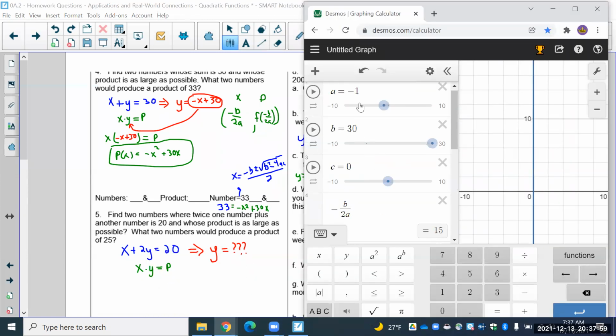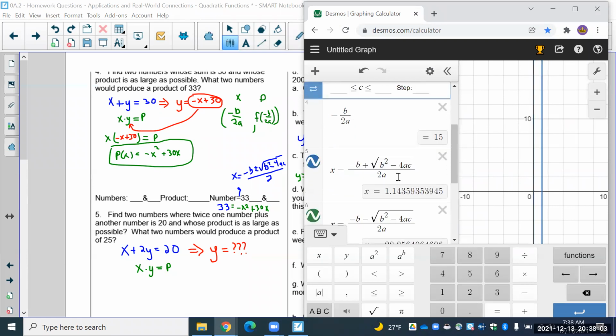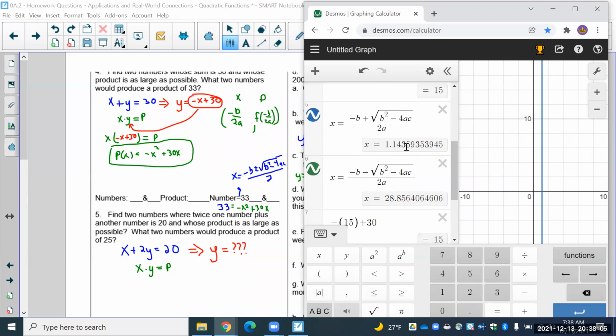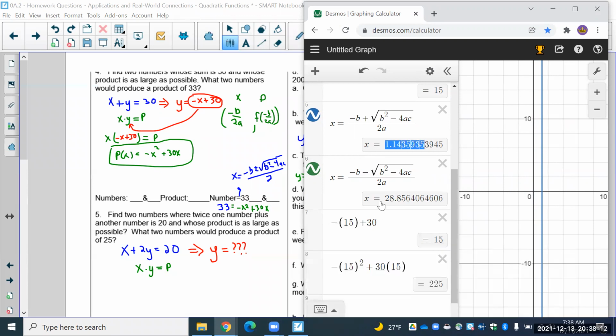So I have -1, 30, and then C will be -33 because you do have to subtract it. I already have the quadratic formula in here, so you can see the two answers. So a lot of students will put those in, but they're not the answer. This is the X part of it, and this is the other X, right? If I want to find the Y, I got to put it back in this red thing. So you just have to be careful that you're not putting these two numbers blindly right here.